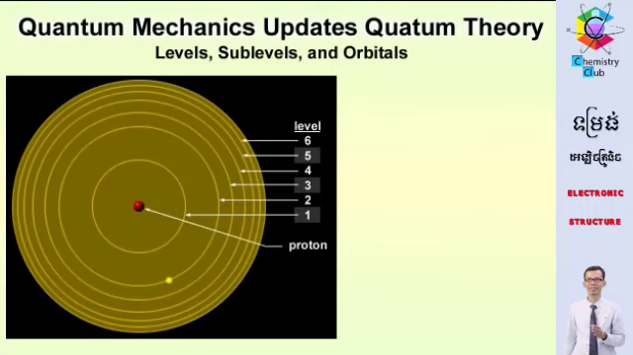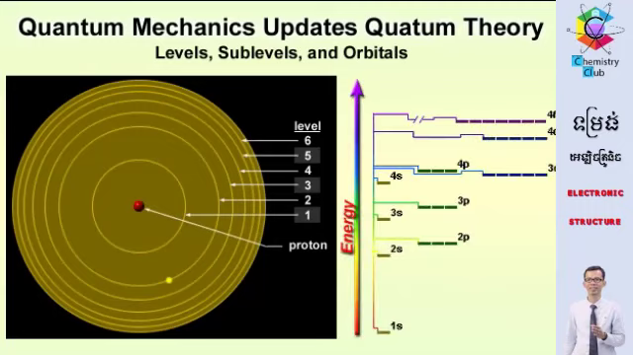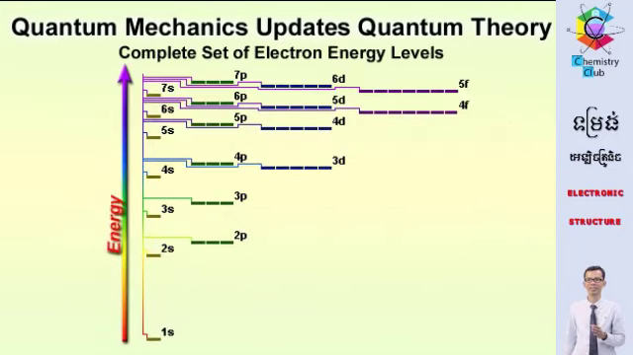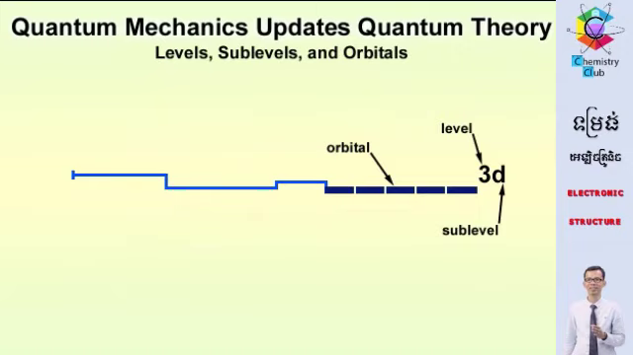Quantum mechanics accounted for the levels concept of quantum theory, and it also explained the S, P, D, and F sublevels and their subdivisions, which Schrödinger called orbitals. Quantum mechanics also showed how each of these sublevels and orbitals fit into a single energy diagram which completely described the electronic structure of any atom.